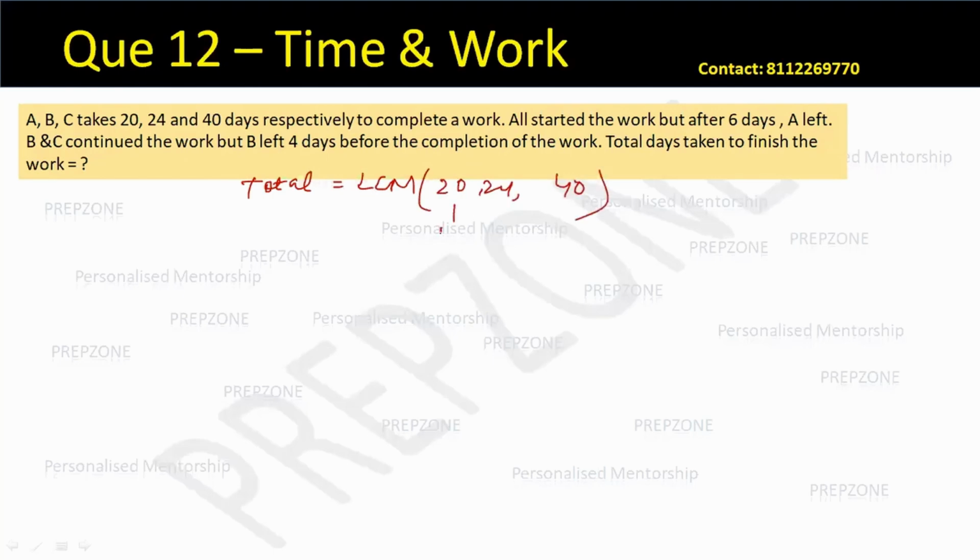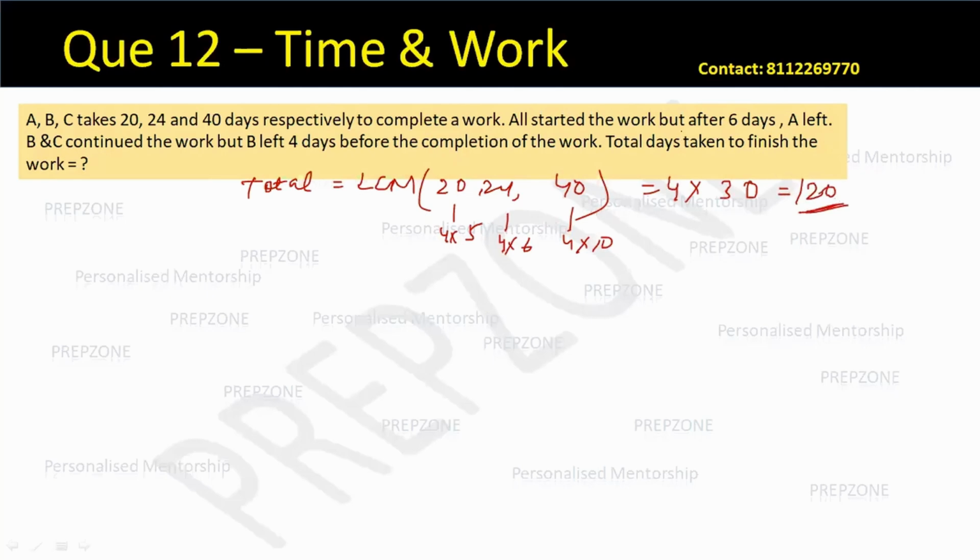This is 4 into 5. This is 4 into 6. This is 4 into 10. So of course you can take 4 common. Then LCM of 5, 6 and 10. What will it be? 30. 4 into 30 is 120. So total units of work is 120.